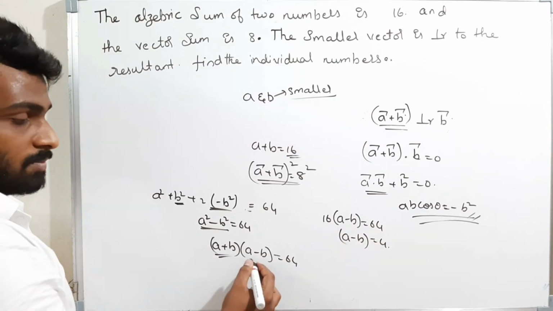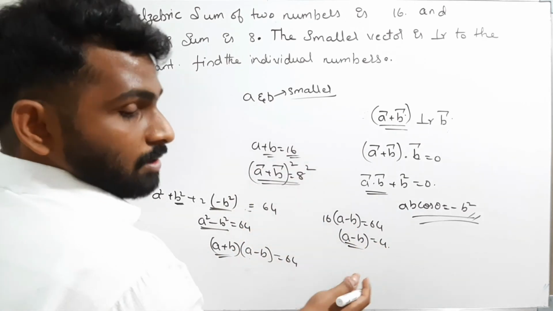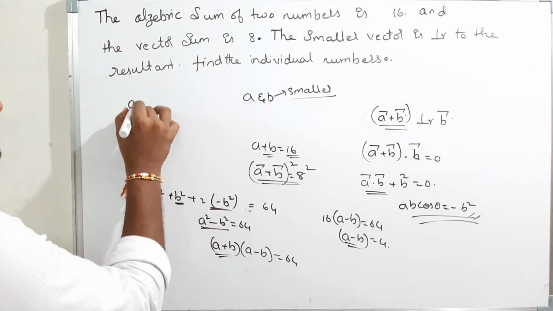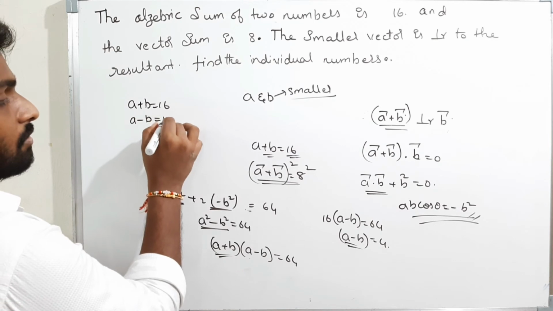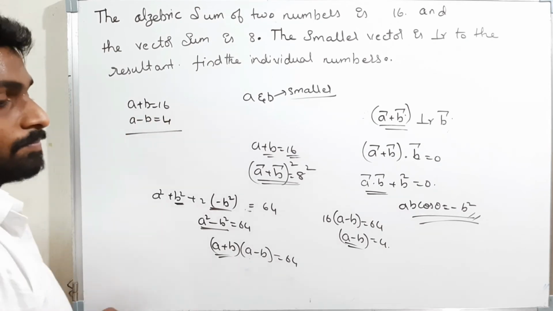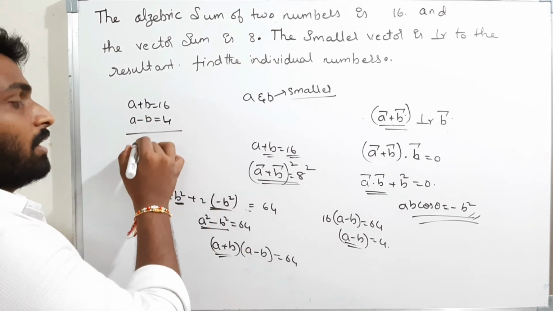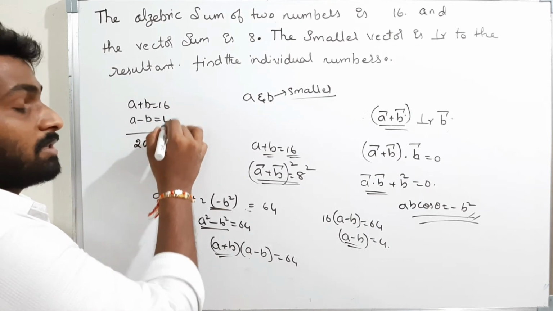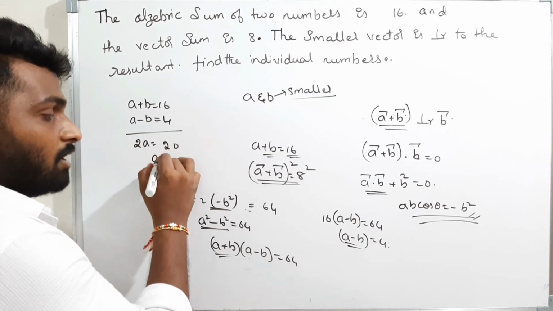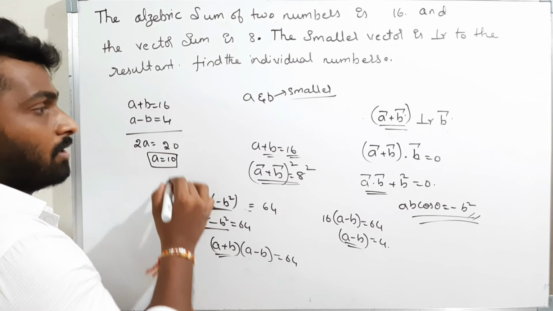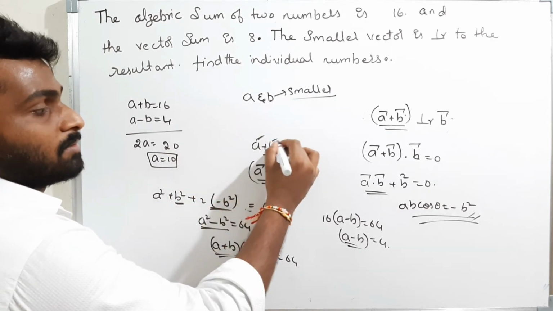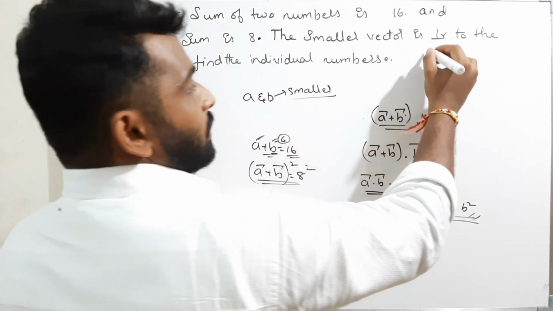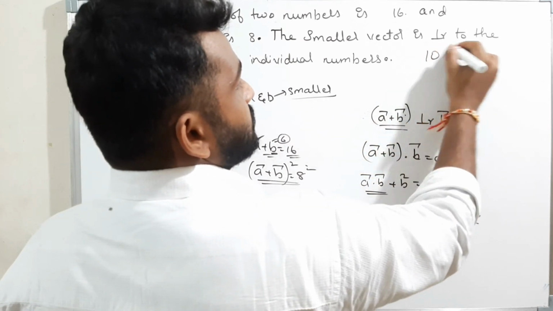Okay, now I got a plus b and I got a minus b. Now find the value of a and b individually. A plus b is 16 and a minus b is equal to 4. Therefore, add them. 2a is equal to 16 plus 4, which is 20. Therefore, a is equal to 10. If a is equal to 10, what is b? B must be 6. Therefore, the two numbers are 10 and 6. That is the answer.